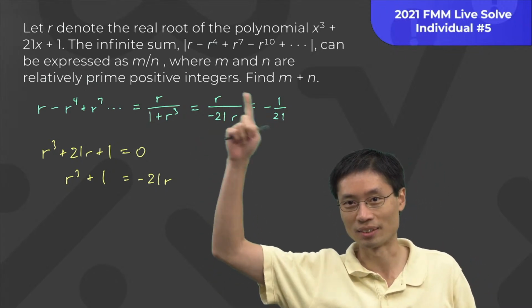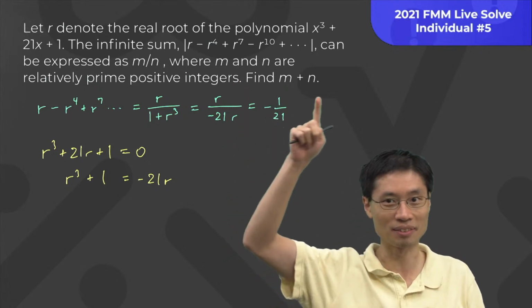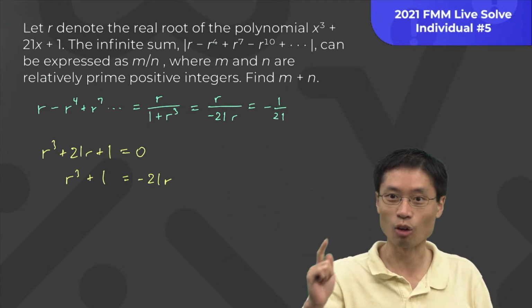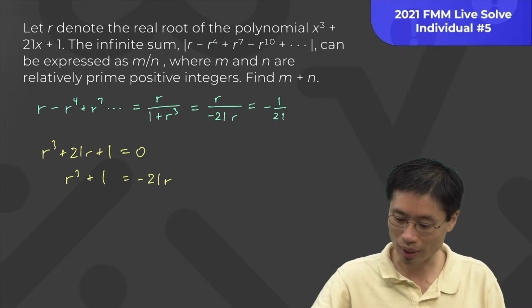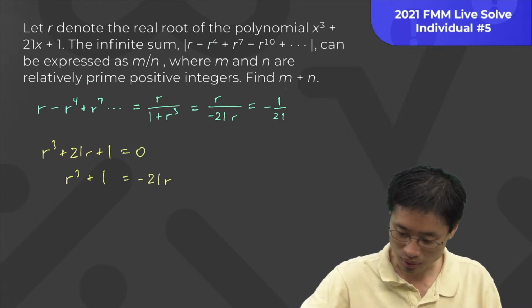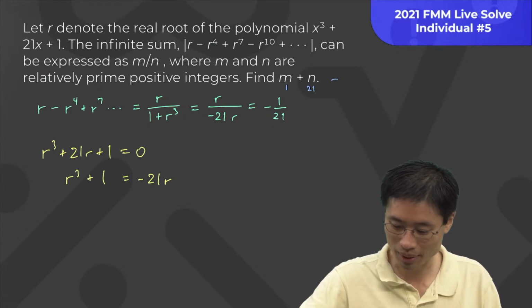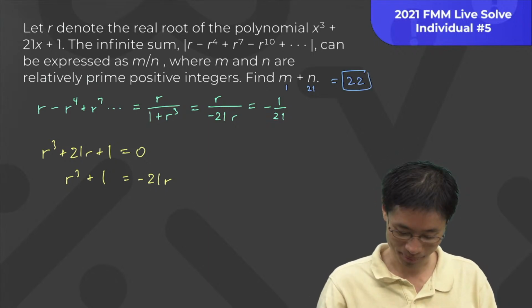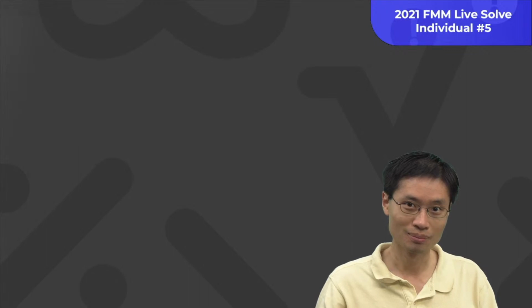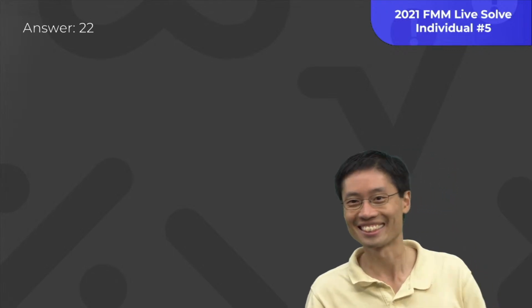No, you have to figure out that you need to have relatively prime positive integers. So the m and the n are 1 and 21. That means that the answer should be 21 plus 1. So the m is 1, the n is 21, and the sum is 22. Let's see if this worked. It's good. Okay.